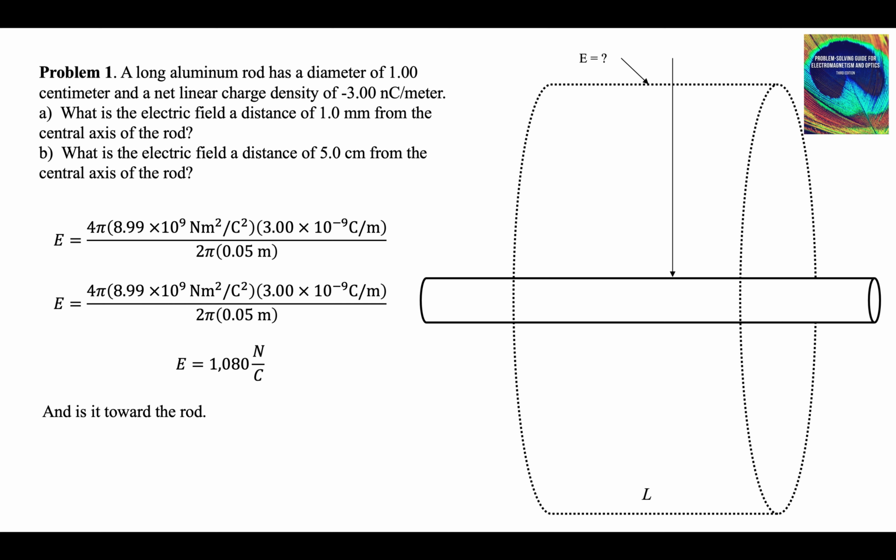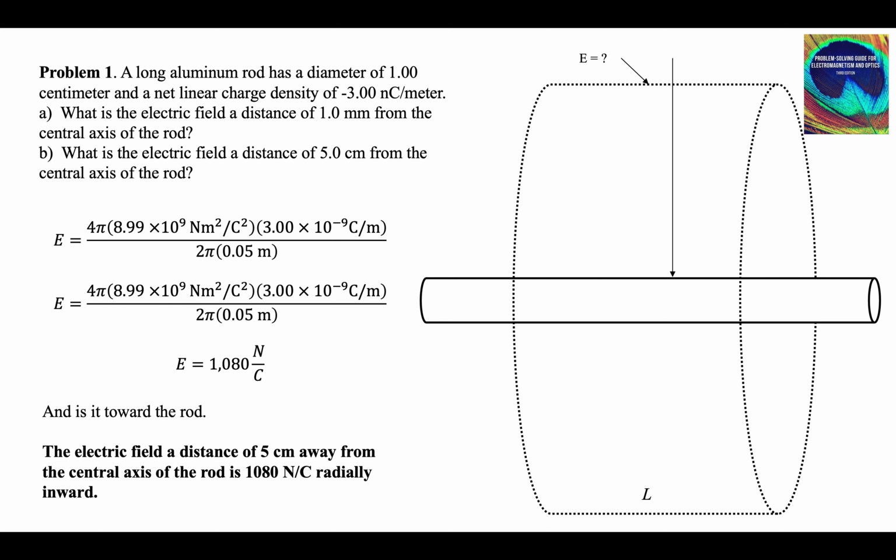Now we got to put the direction in. It's toward the rod because the rod's negative. So the answer to part B, 5 centimeters away from the central axis of the rod, the field is 1080 newtons per coulomb radially inward. That's problem 1.